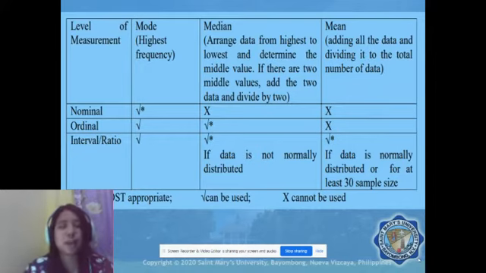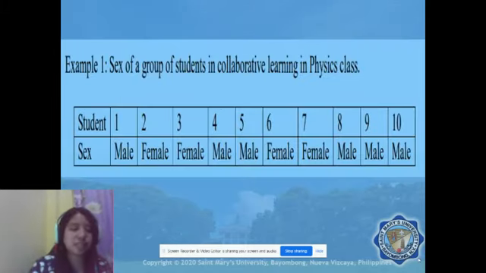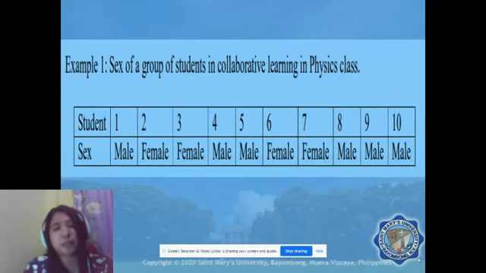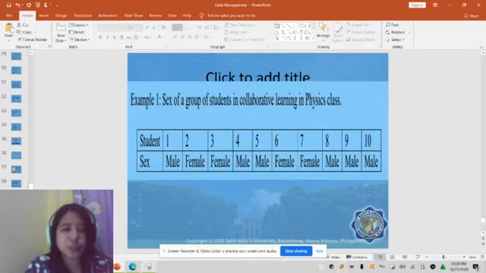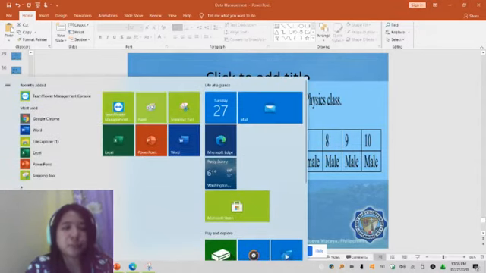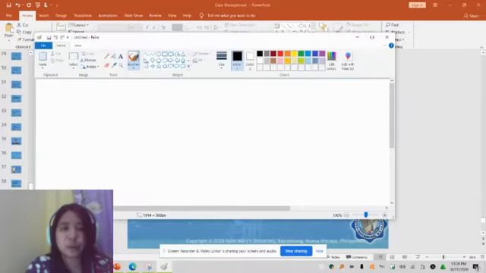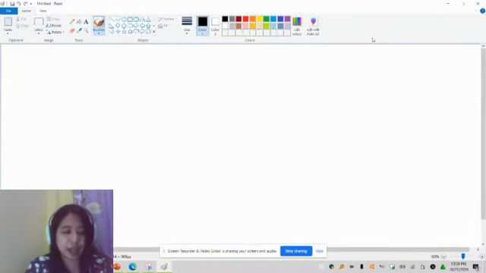So what is the appropriate measure if our data is nominal? Before we go back to this table, we are going to first demonstrate and answer the given example. So this is example number 1. Our objective is to determine what are the possible measures of central tendency, if applicable. What we need to do is open Paint, so that we can answer this item.